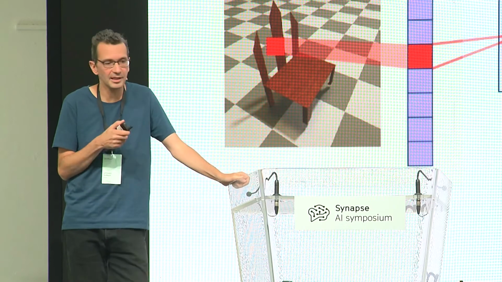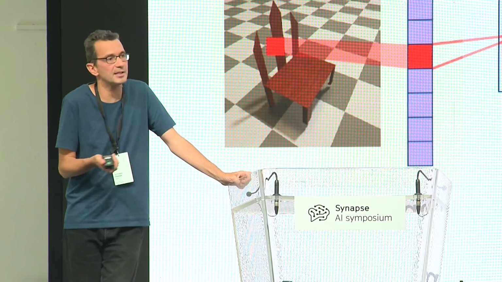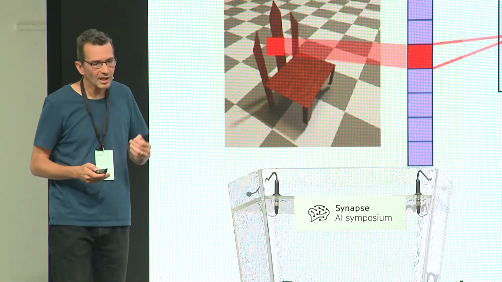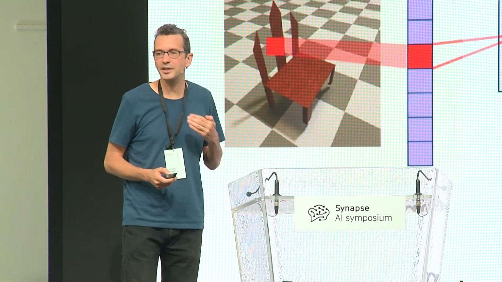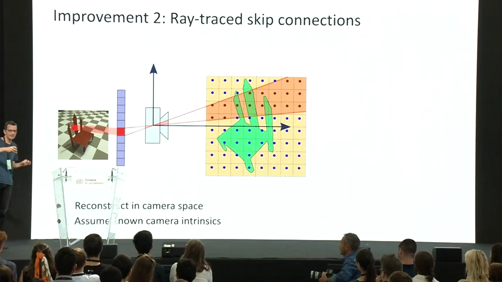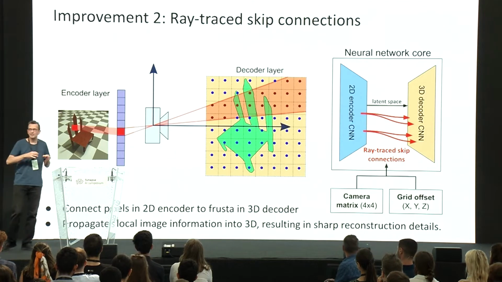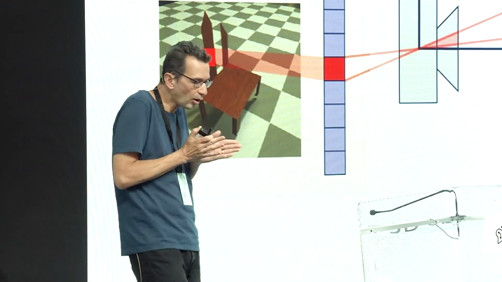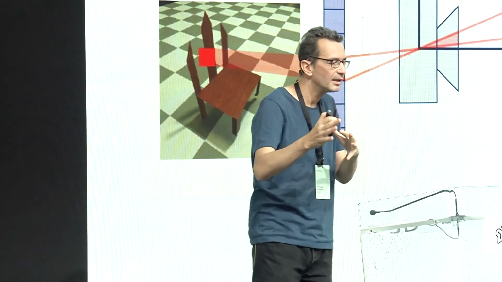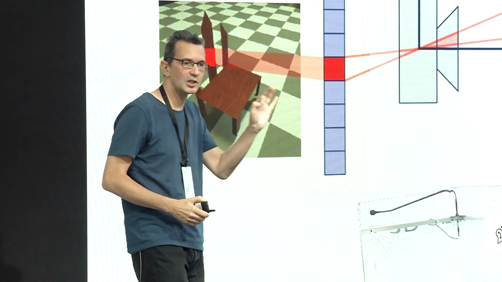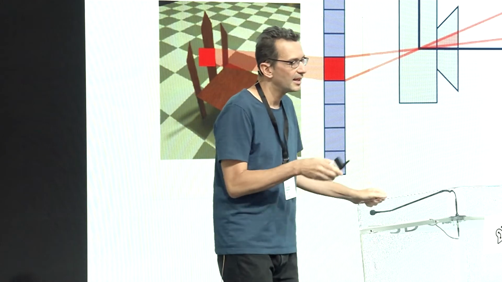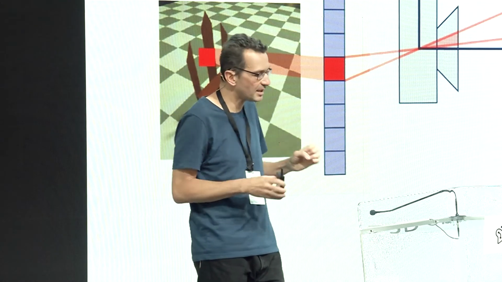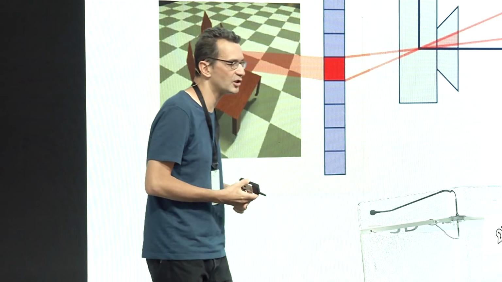The idea here is to reconstruct in camera space and assume that we know the camera intrinsics, which often you find in your EXIF tags. And then, if you know these things, we can start shooting rays that start from a pixel and cast frusta into 3D. So this way we can connect a pixel with its feature in the encoder layer to a whole frustum in 3D in the decoder layer. So now we can establish exactly the right correspondence, as opposed to normal skip connections. And these carry local detailed image information into the 3D space in a physically correct manner. And this really helps getting sharp results.